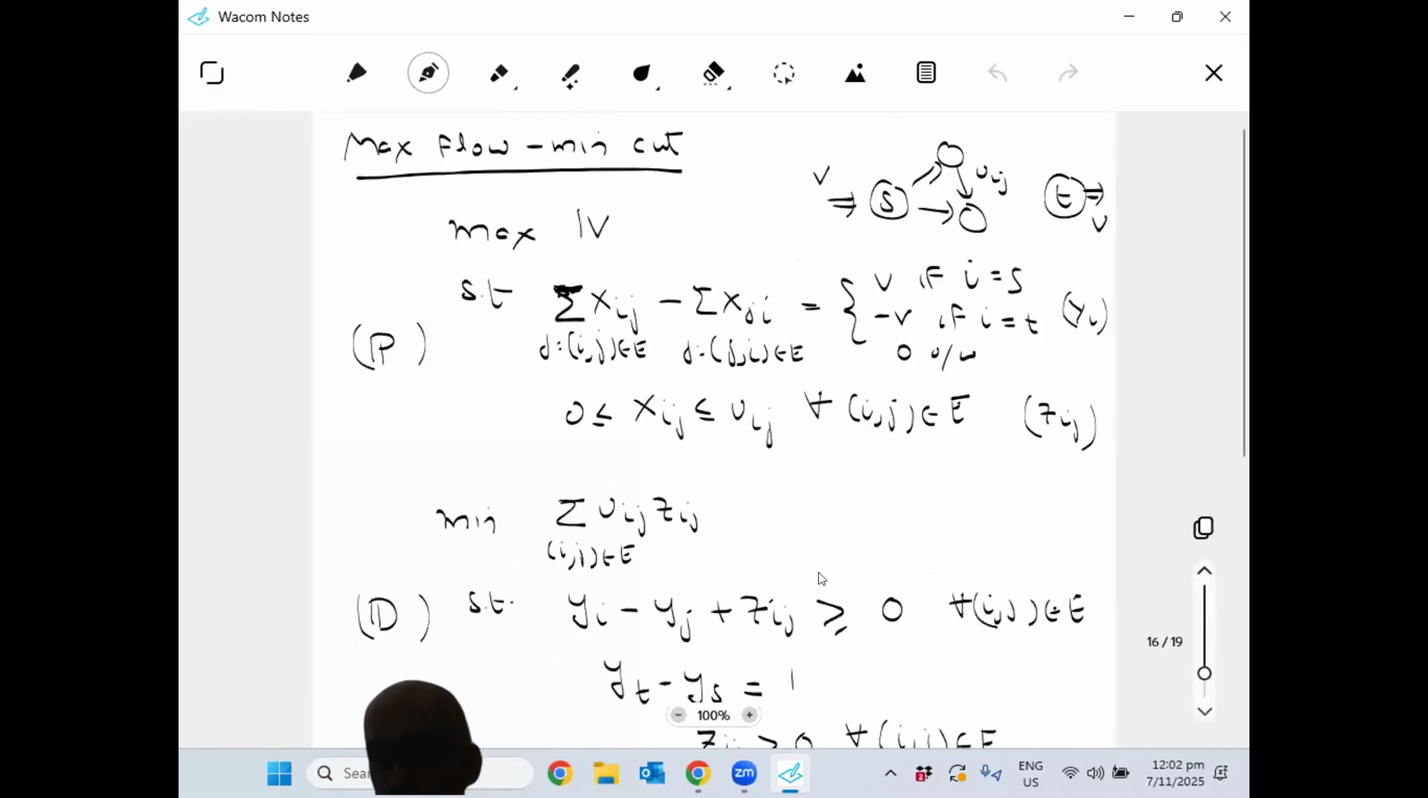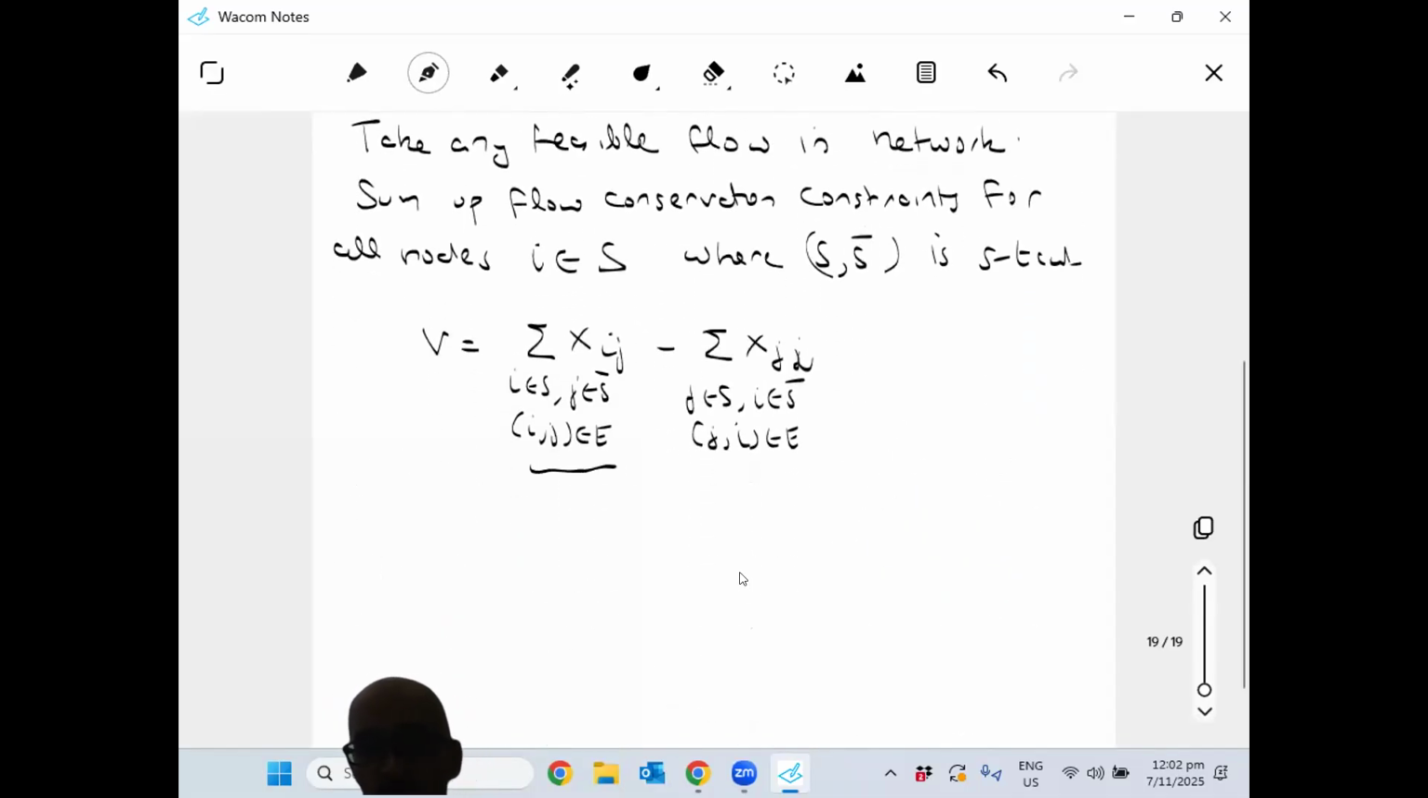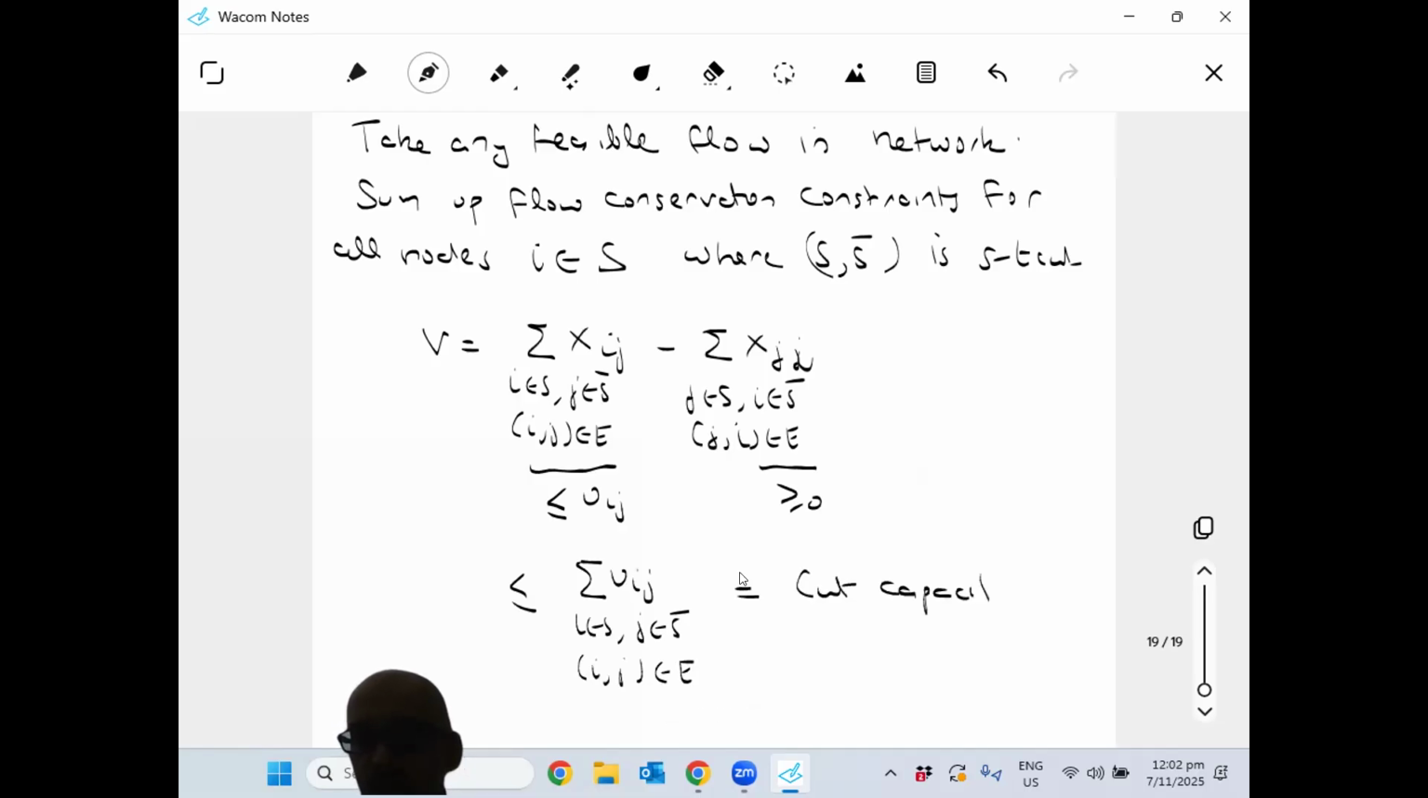But this gives me an upper bound. Why? Because each of these terms is bounded from above by u_ij, and each of these terms is bounded from below by 0. If I want an upper bound on this total sum, I will take an upper bound on the positive parts and a lower bound on the negative parts. So this will be less than or equal to the sum of u_ij, i in S, j in S bar, ij in E. This is exactly a cut capacity. Flow is less than or equal to cut capacity.